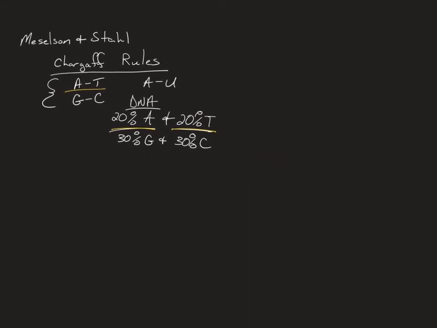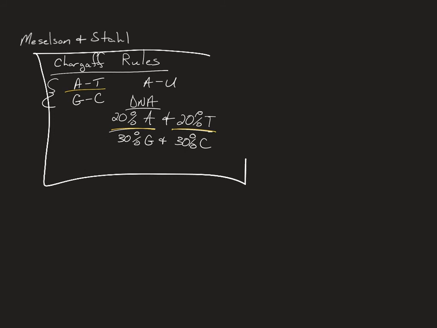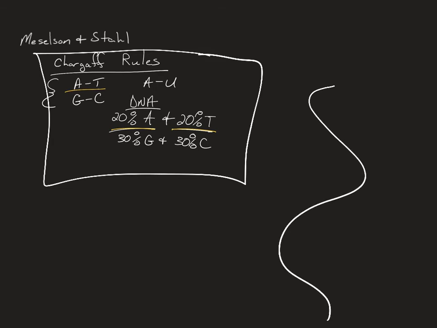So Meselson and Stahl had that information. They knew Chargaff's rule, but they didn't understand how you can make copies of DNA. They knew that if you had this DNA, you have two strands, and we all know what that looks like now, right? It's a double helix. They didn't know it was a double helix at the time, but they knew that the strands go together.